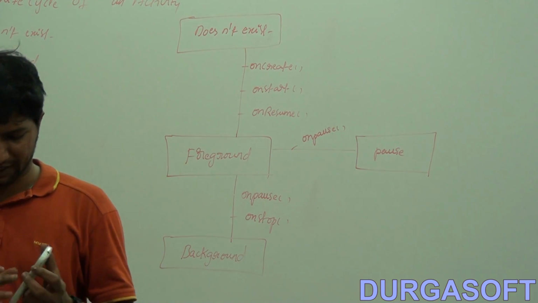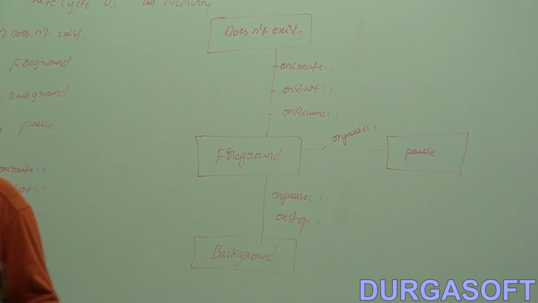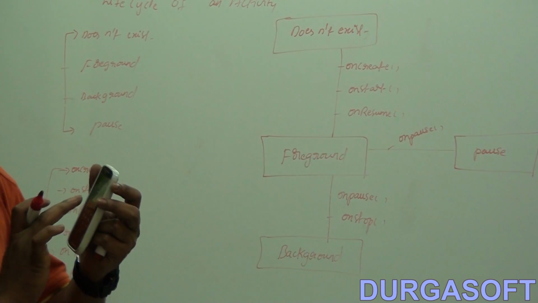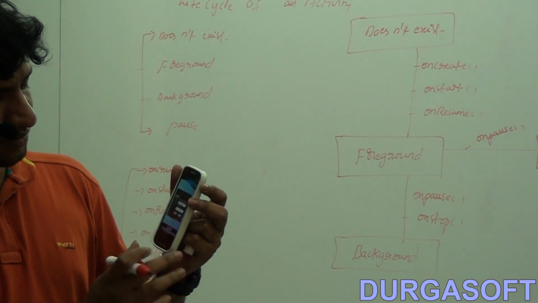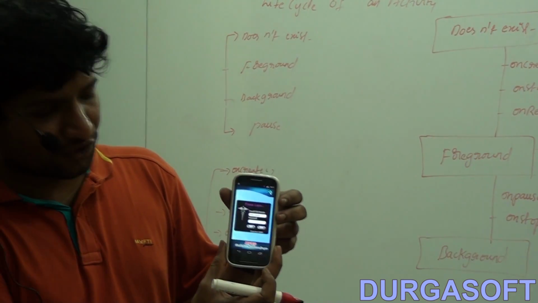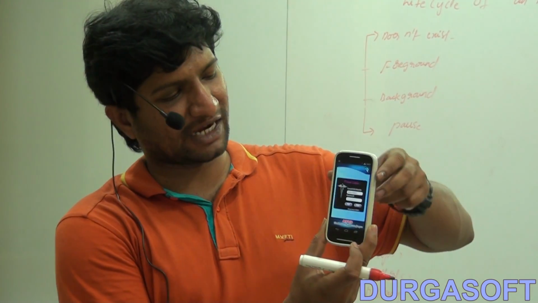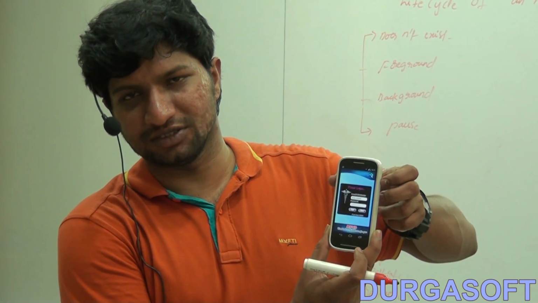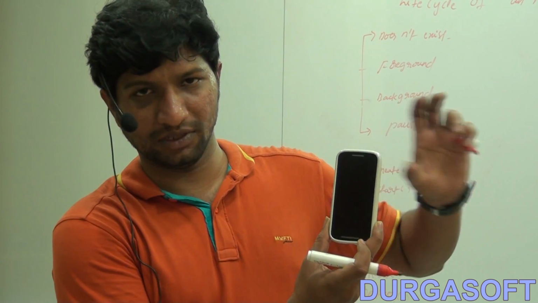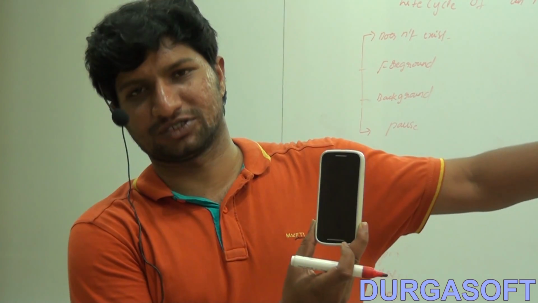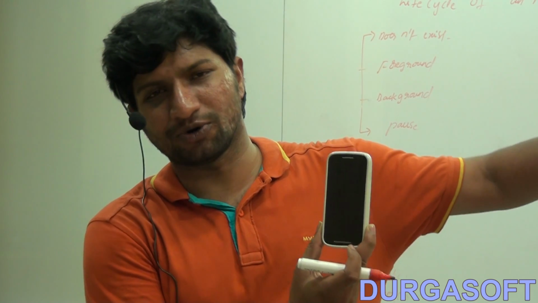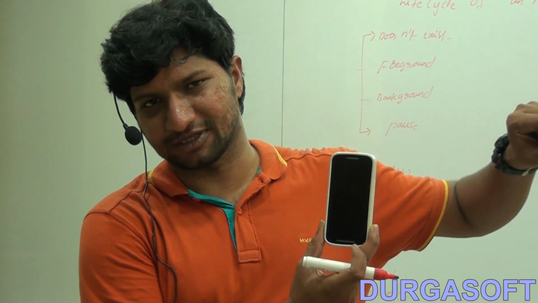This is the current visible activity. Unfortunately, if you press the power button or get any incoming call, this activity will not be destroyed. This activity is going to enter into which state? Pause state. It is going to enter into the pause state by calling the onPause method.